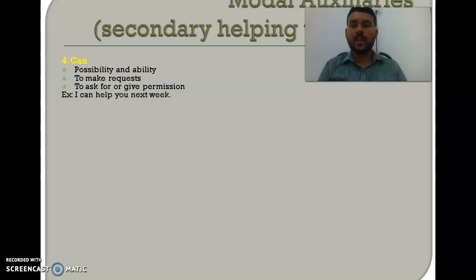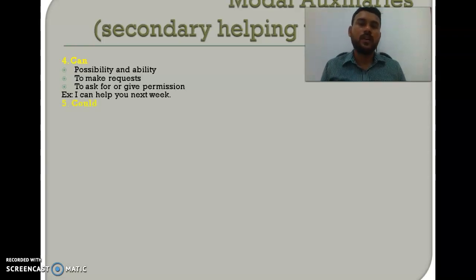For example, I can help you next week. Possibility. There is a possibility that I can help you. There is a possibility that I have the ability to help you. If it is a request, can you help me next week? Can you help me now? So majorly we can use it in a semi-formal way.